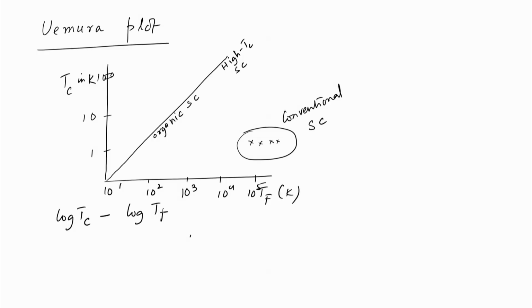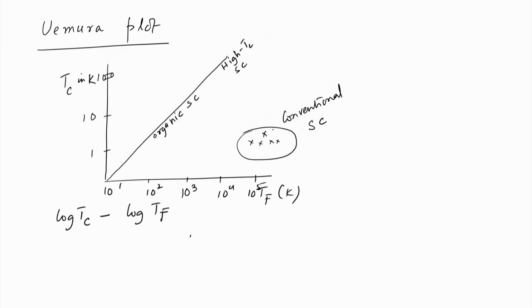The straight line that is drawn is where the unconventional superconductors lie, in the log Tc versus log Tf plot, Tf being the Fermi temperature. The initial portion of the line is occupied by some of the organic superconductors, and the later ones are occupied by the high Tc superconductors. This is called the Uemura plot, and the conventional superconductors stay far away from this straight line, not along a line, but just in a region far away from it.